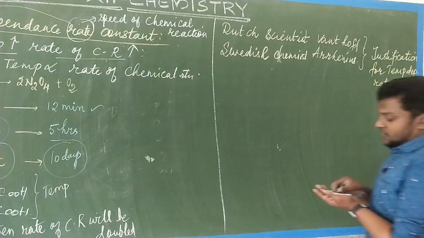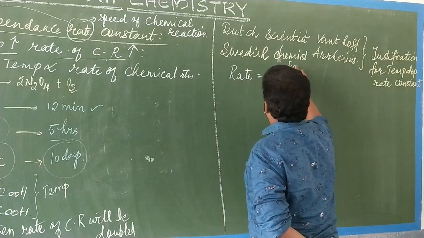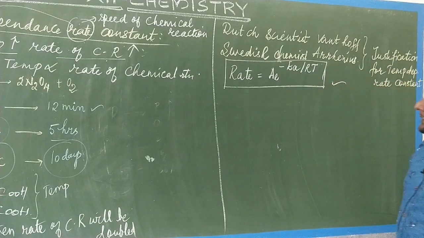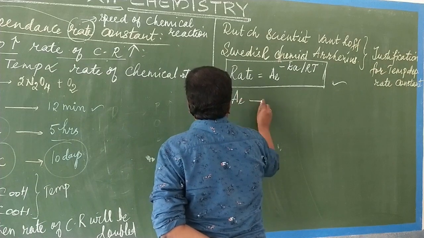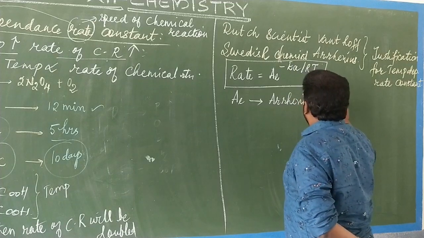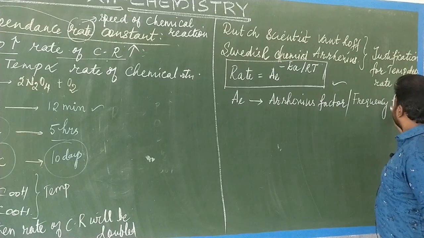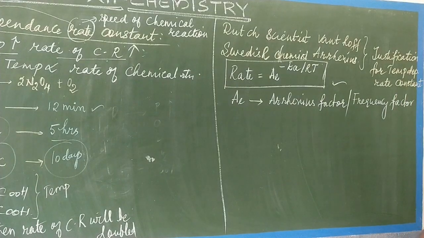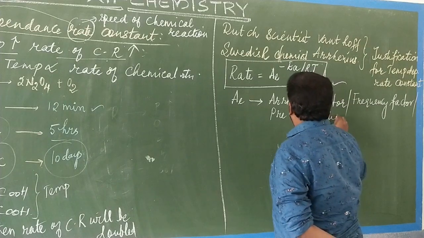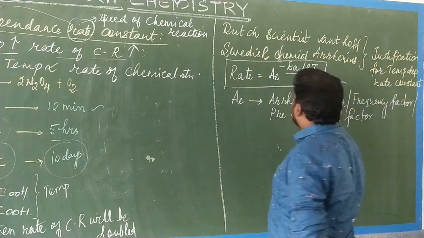They proposed an equation, k = A e^(-Ea/RT), which they calculated experimentally and proposed. In this equation, you have to understand that this A is called the Arrhenius factor, or otherwise the frequency factor, or it can also be called the pre-exponential factor.